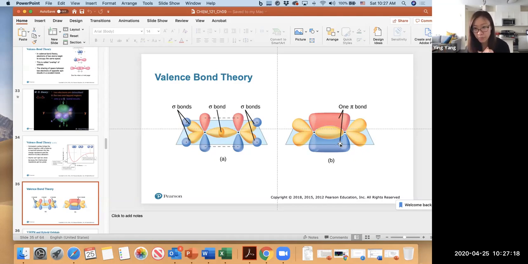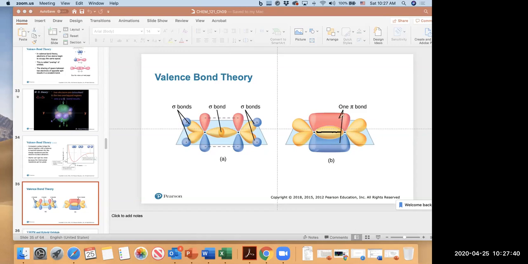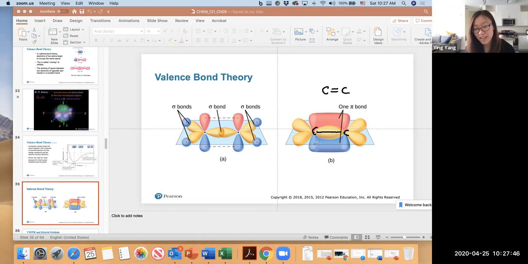When you have a single bond, that single bond must be a sigma bond. But when you have a double bond, it has one sigma bond and one pi bond, as was shown here. Actually, you have a sigma bond over here, and then these two domains make the pi bond. So this is a double bond. We use different colors, but actually this is one bond.